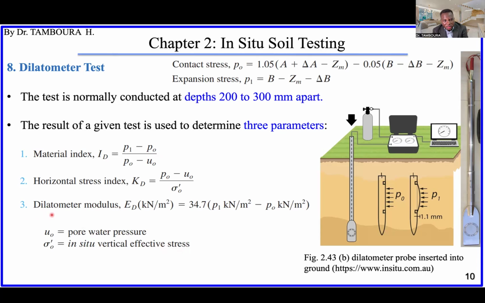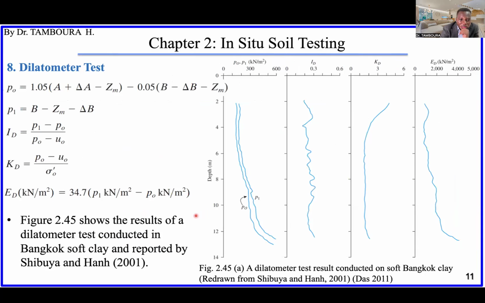The third parameter is dilatometer modulus. From this, you will be able to obtain the elastic modulus of your soil later. Okay, so this is obtained using P1 and P0. Okay, P1 minus P0 and a factor of 34.7. Okay, dilatometer modulus. You can obtain later the Young's modulus of the soil from this.